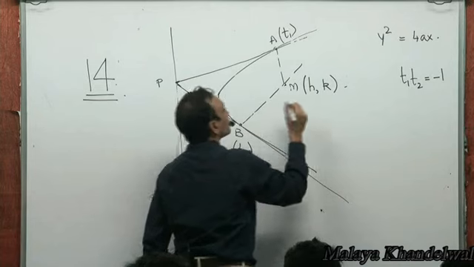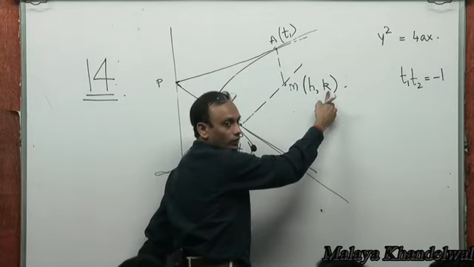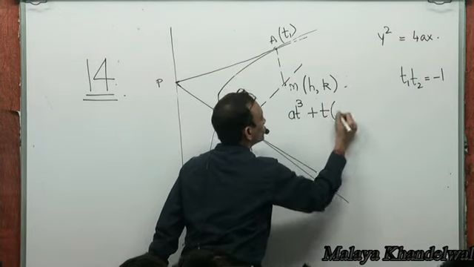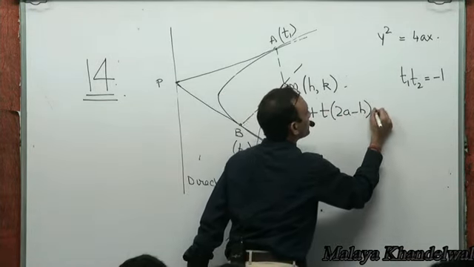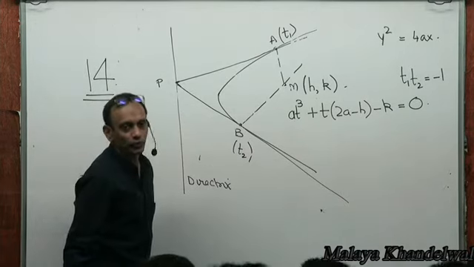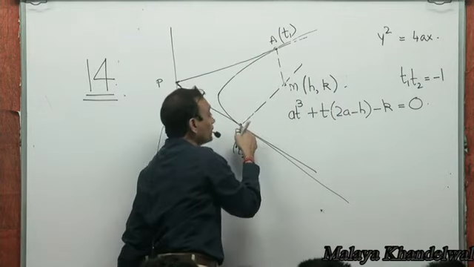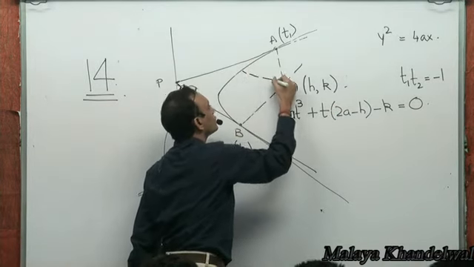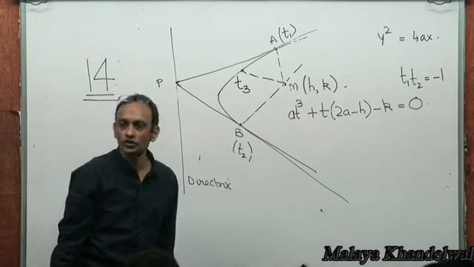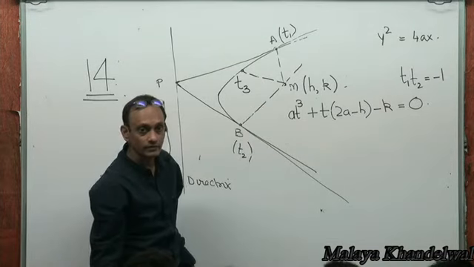Now, realize that the three normals drawn from h, k to the parabola would be given by a t cubed plus t into (2a minus h) minus k equal to 0. One root would be t equal to T1, the other T2, and there is going to be a third normal at t equal to T3. So T1, T2, T3 are roots, of which T1 and T2 are A and B respectively. Yes or no?